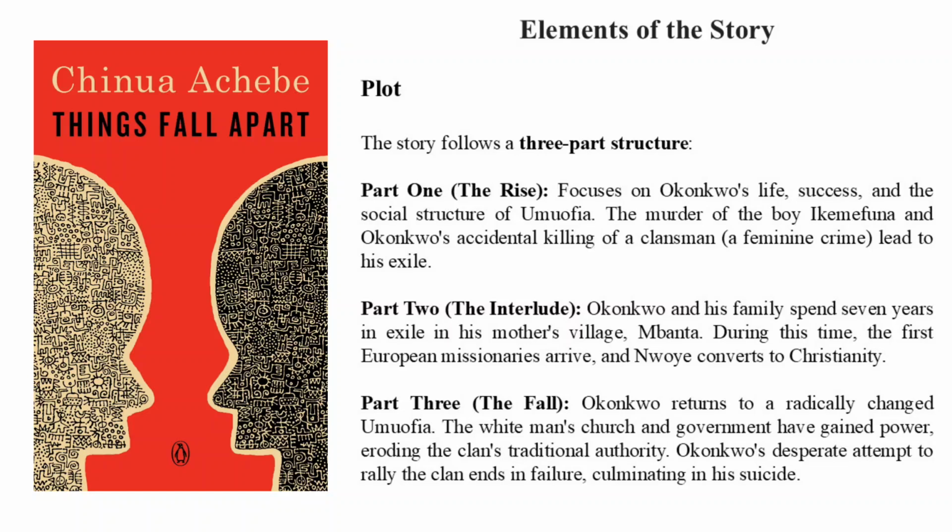2. Part 2, The Interlude. Okonkwo and his family spend 7 years in exile in his mother's village, Mbanta. During this time, the first European missionaries arrive, and Nwoye converts to Christianity.